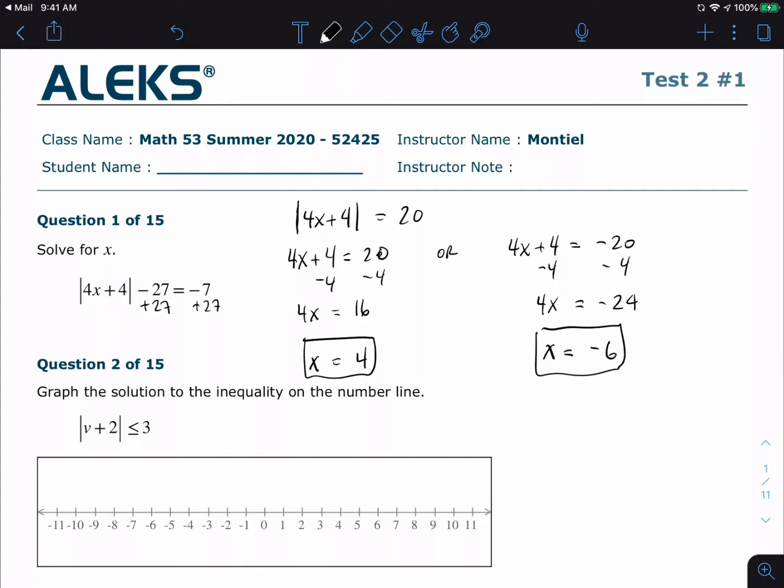You should always check to make sure by plugging in. So if I go 4 times a negative 6, that's a negative 24. Plus 4 is a negative 20, but the absolute value of negative 20 is positive 20. And then minus the 27, that gives me negative 7. So this works. And then 4 times 4 is 16 plus 4. That's 20. And then the absolute value of 20 stays 20. Minus 27 gives me a negative 7, and so that works also.